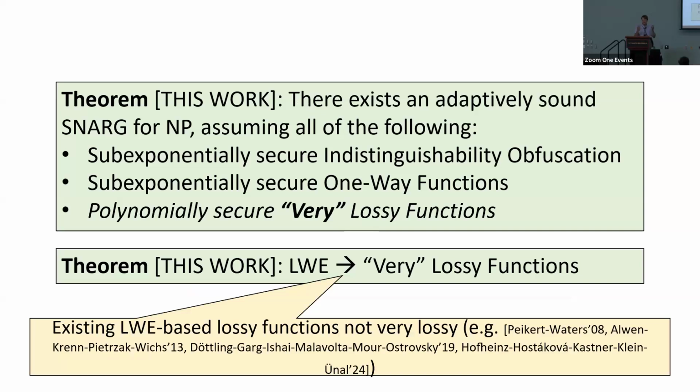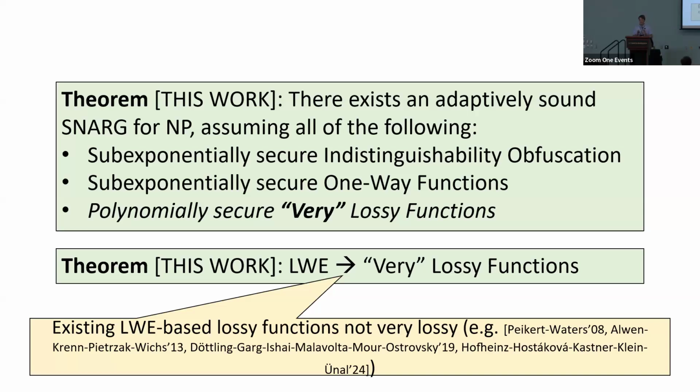All right, so in this work, we overcome this. What we do is we give an adaptively sound SNARG for NP, assuming sub-exponentially secure I/O and sub-exponentially secure one-way functions. And then our additional extra thing that we need is no longer going to be a perfectly re-randomizable one-way function, but it's going to be a lossy function. It's going to be a lossy function that has to be very lossy.